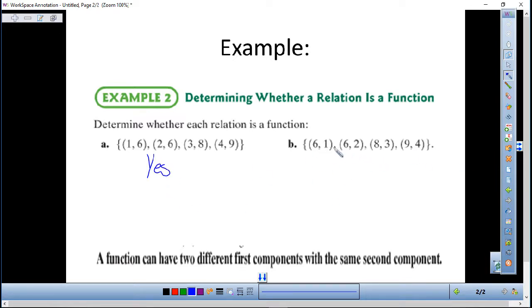All right, looking over here at this one, well, we're good here with the (8, 3) and the (9, 4), but the (6, 1) and the (6, 2), for a given x value of 6, we have two different y values that are going to go along with it. So that right there makes it not a function. So like we said in this last step down here, we can have two different first components with the same second component here and here, but we cannot have two second components with the same first component. Here we have two y values for a given value of x. Here we have one y value for different values of x.